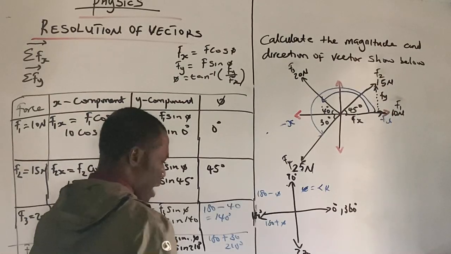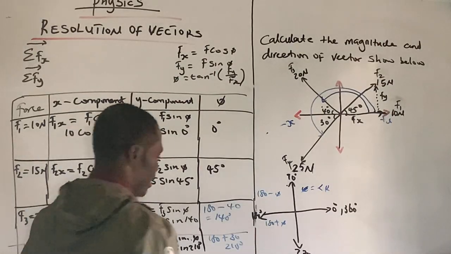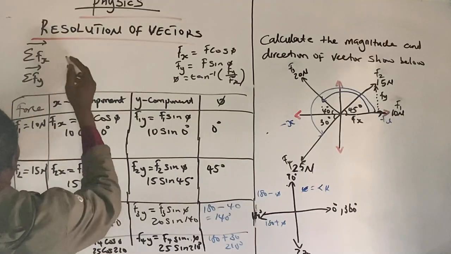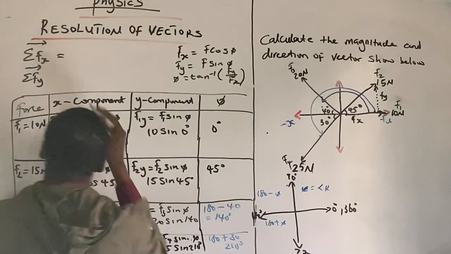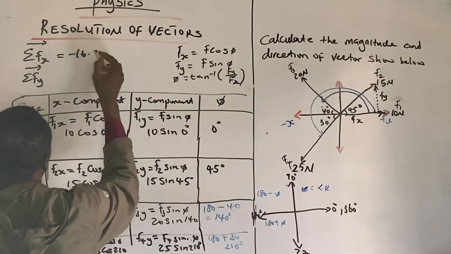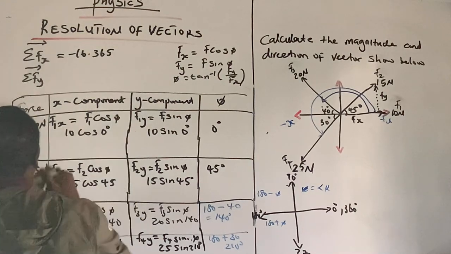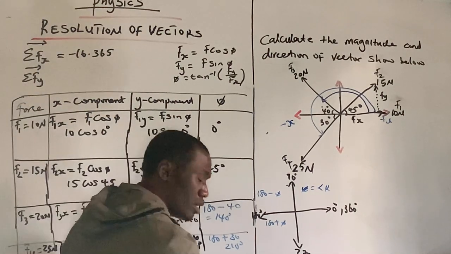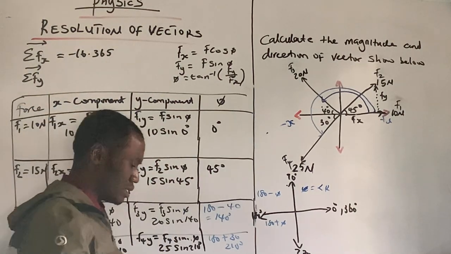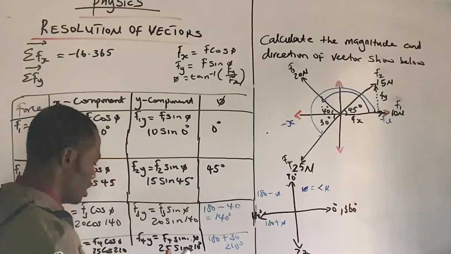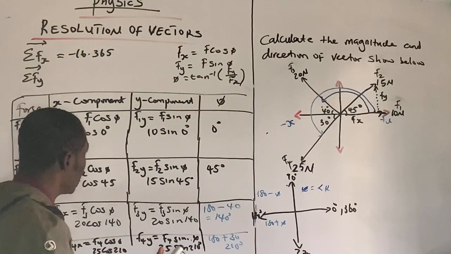I'm having everything equal to negative 16.364. So let me approximate to 16.365. So I'm having not just 16, negative 16.365 as my sum of the x components, sorry. So I have the next one. Let's go to the next one.